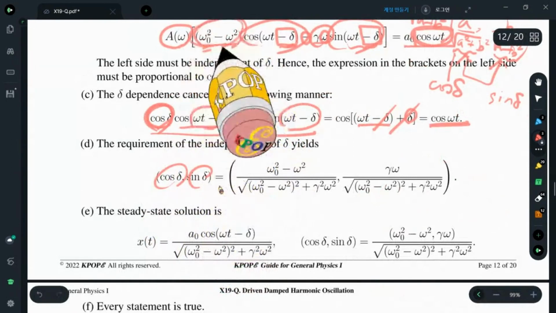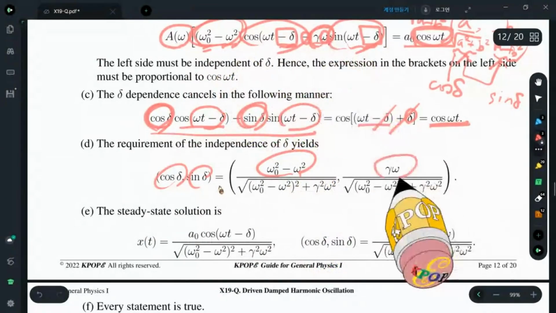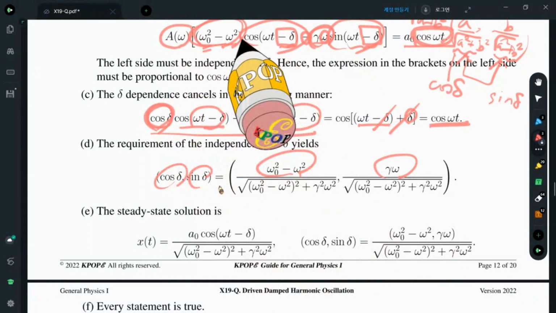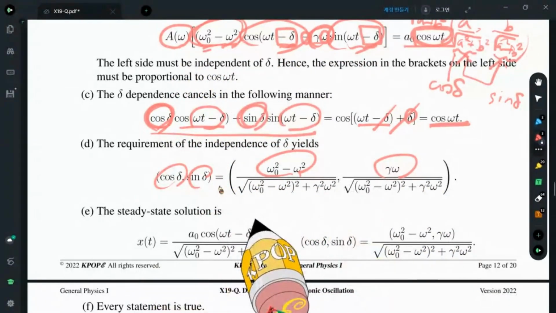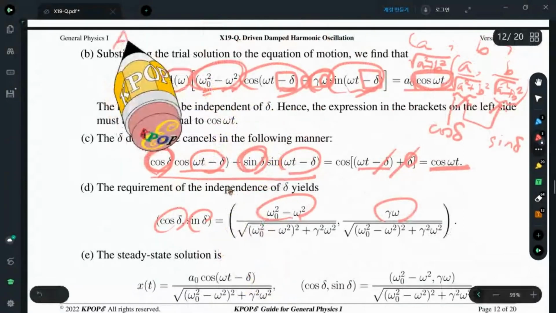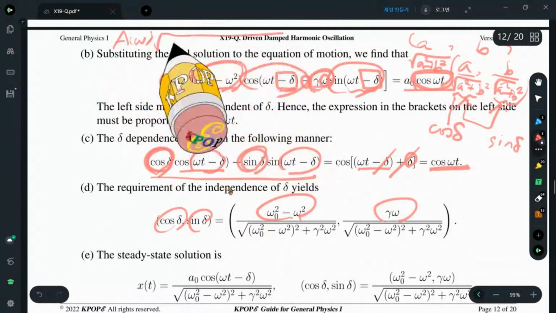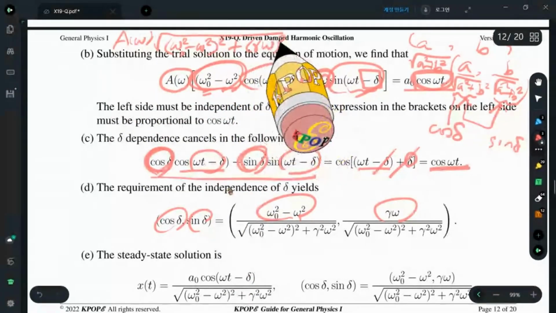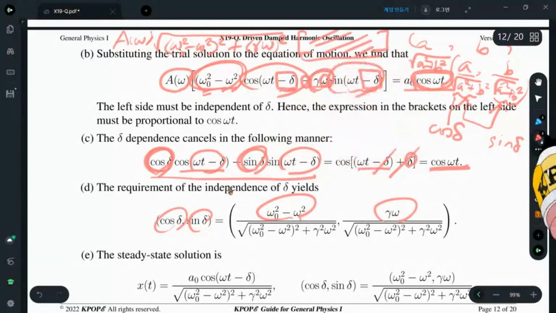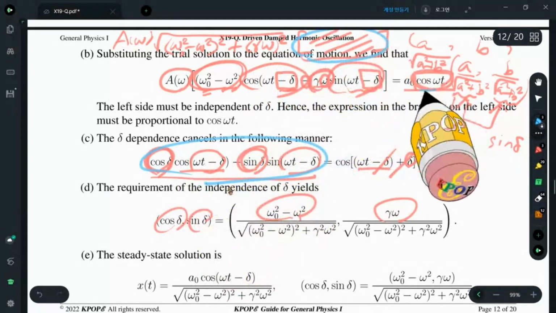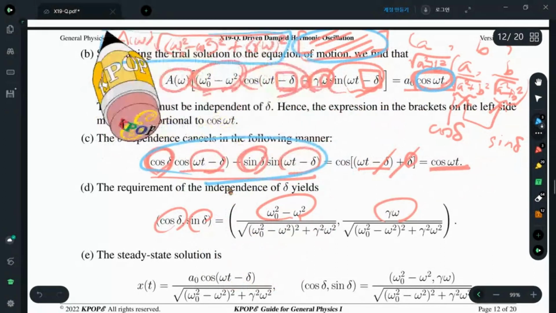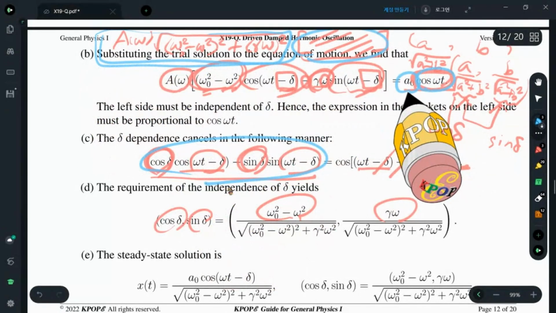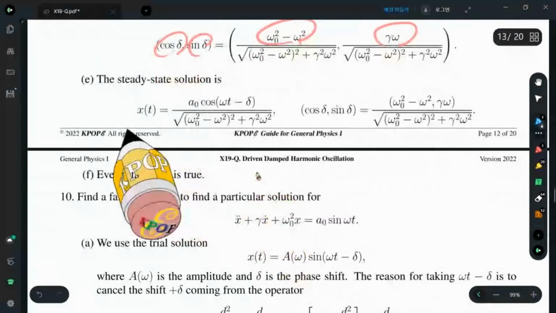Cosine and sine must be this one divided by the square root of the sum of squares, and this one divided by the square root of the sum of squares. Suddenly, I can find the solution absolutely. Remember, this is A omega, and I factor out this square root of omega 0 squared minus omega squared, squared, plus gamma omega squared. And this one in the brackets is identical to this. Therefore, this factor, A omega multiplied by the square root of something, should be A zero. Therefore, I have indeed found the solution.